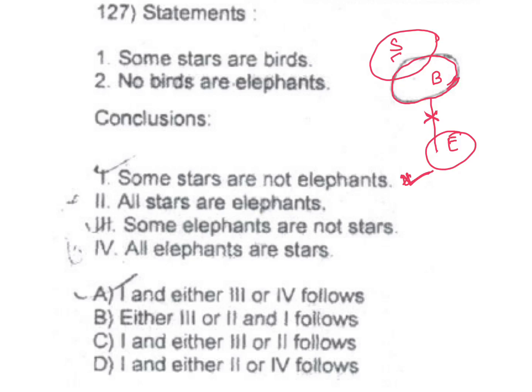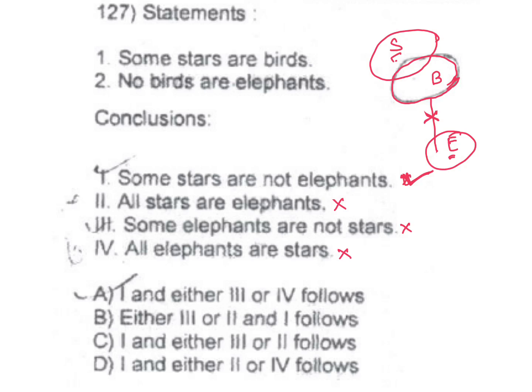Star here, elephant is here. So correct. Then all stars are elephants. Star here, elephant here. Not possible. Some elephants are not stars. Not possible. All elephants are stars. Not possible. Then in the options there is also either-or, so you have to check either-or.